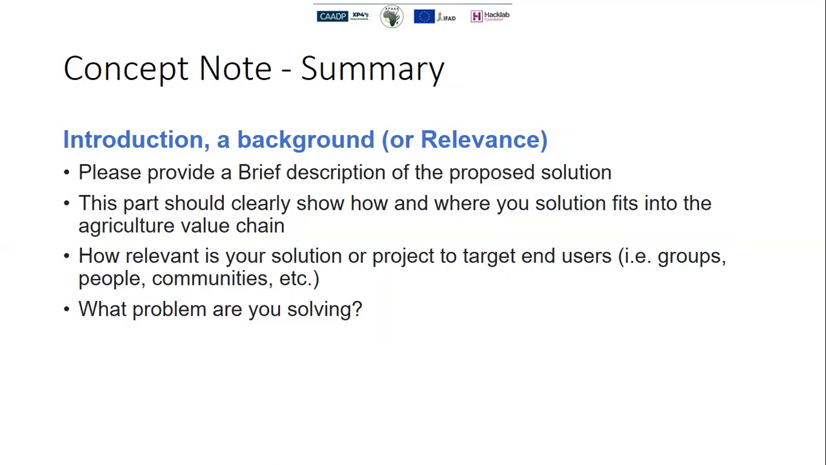So we have the producers of agro inputs, the marketeers, then the distribution, and the farmers themselves, and then the last consumer of the food products or the agri products. So we expect the introduction and the background to answer what problem you are solving.